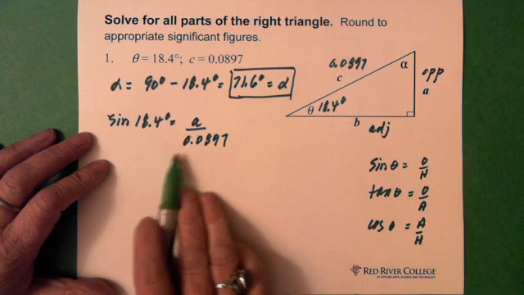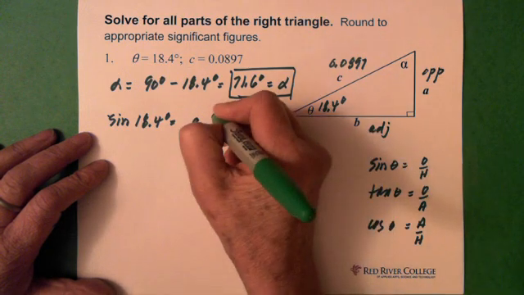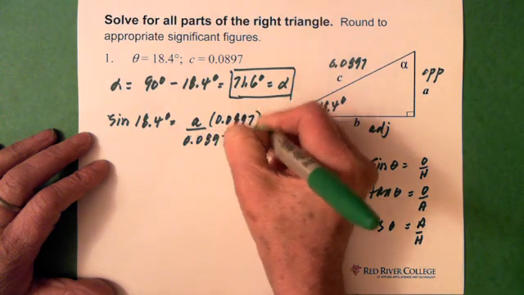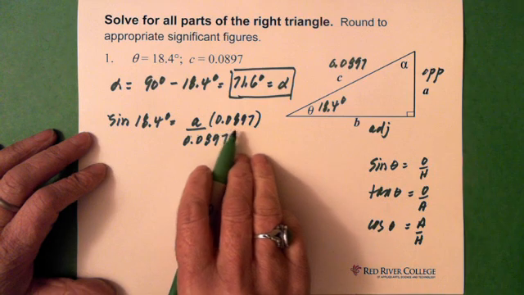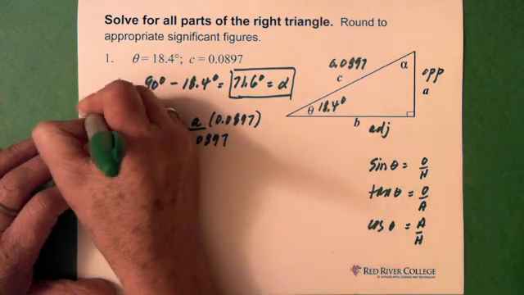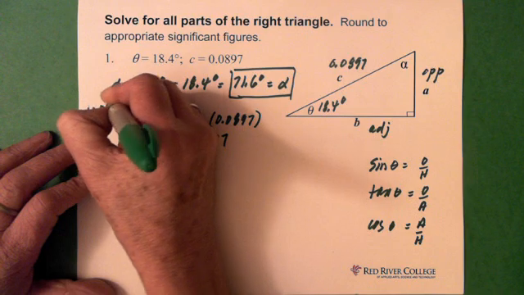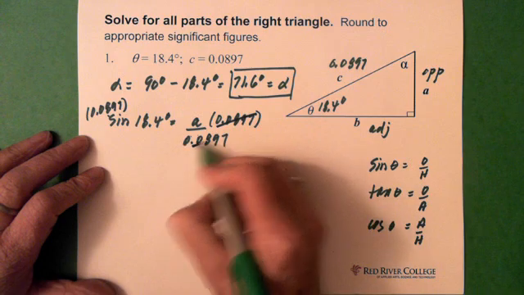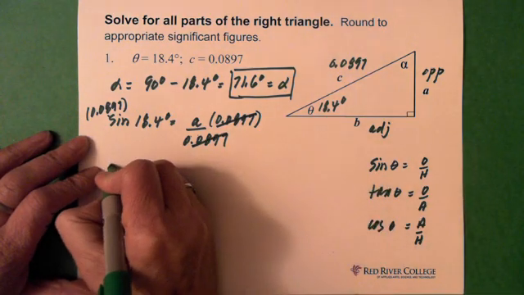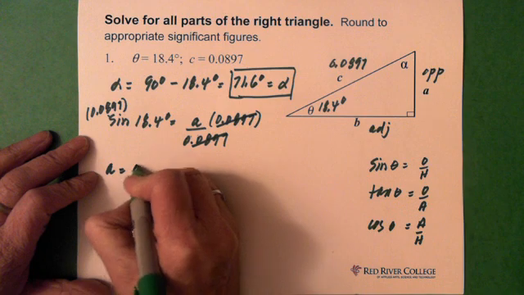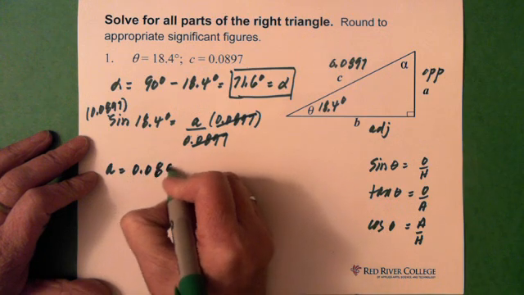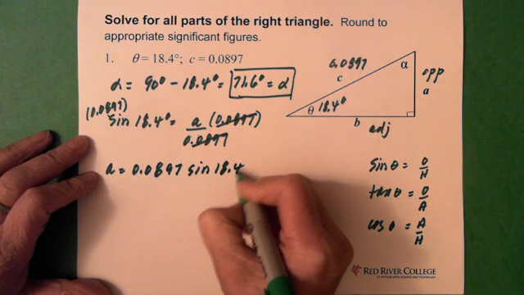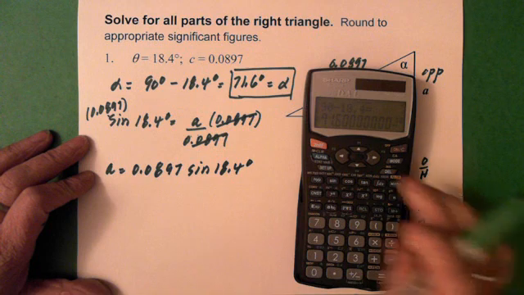Now we want to get A by itself. Right now it's being divided by 0.0897. So on this side we'll just multiply it by that number. And if we multiply on this side by 0.0897, we have to do the same on the left. Okay, these two cancel because that equals 1. So we end up with A equals 0.0897 times the sine of 18.4 degrees.